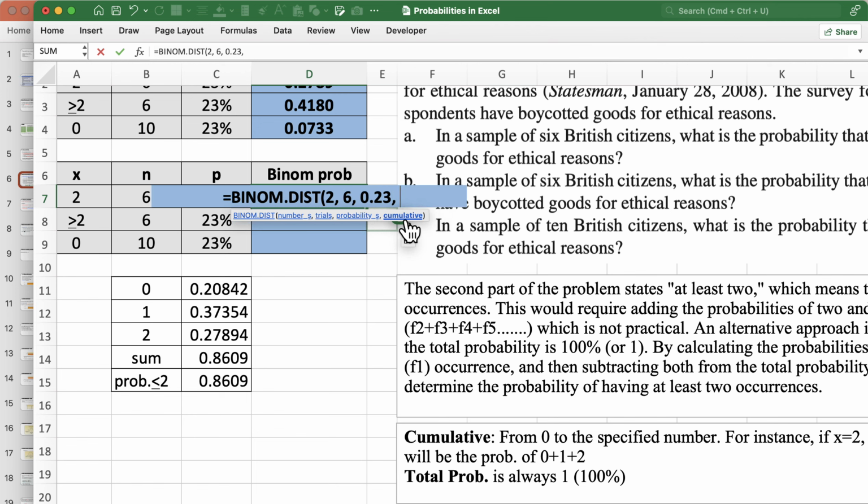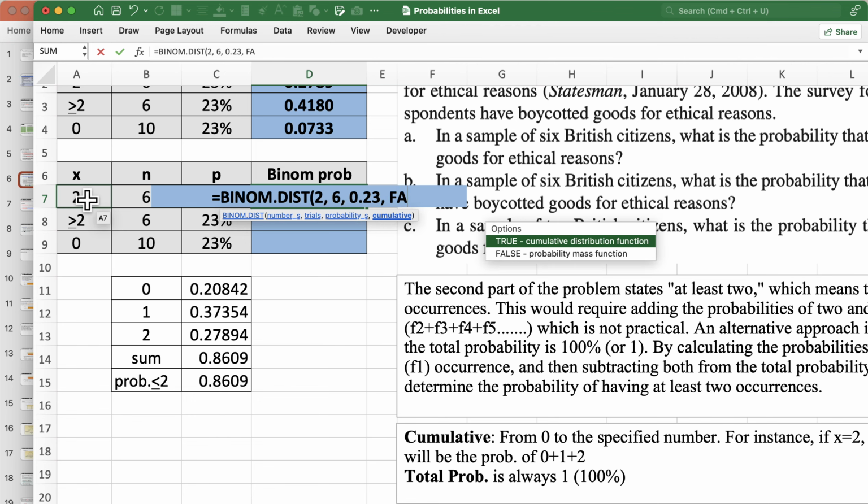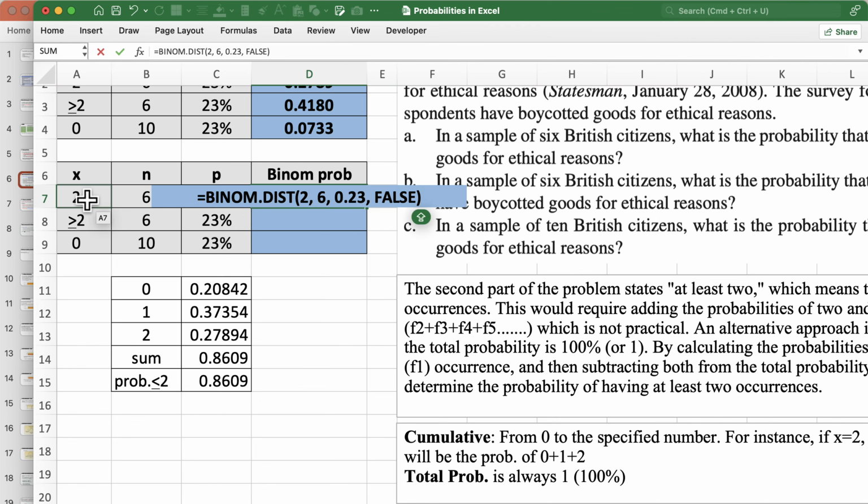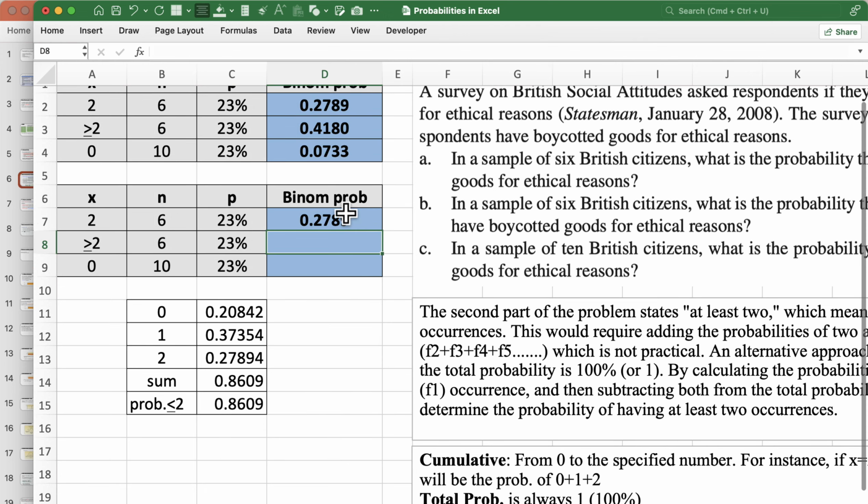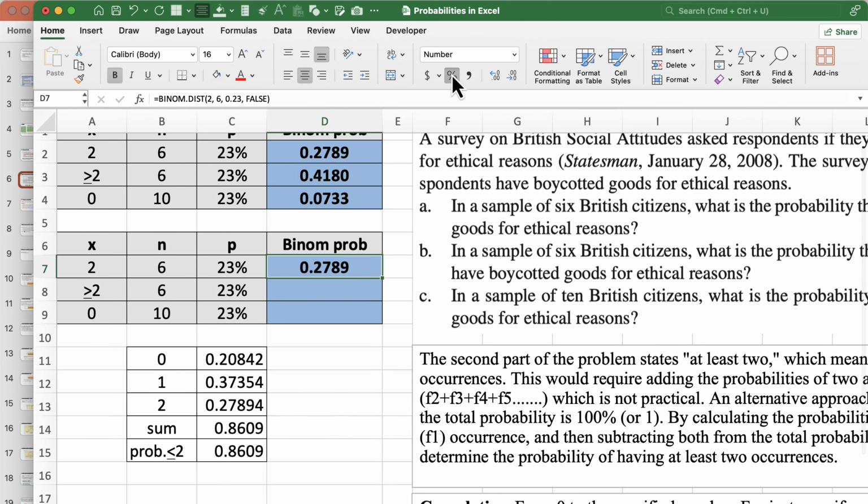And the last thing is cumulative, because in this case we are interested specifically in calculating the probability of only 2, so it will be false. We are not calculating cumulative probability. And if I hit enter, that gives us a probability of 0.2789. You can also convert it into percentage by clicking on this one.